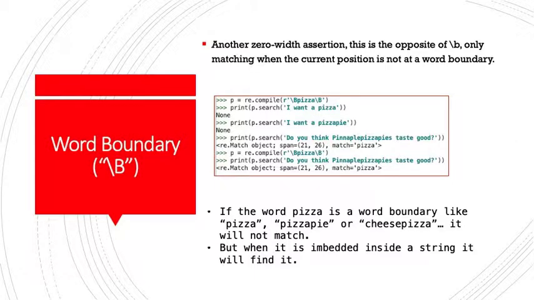So if the word pizza is at a word boundary like in pizza, pizza pie, or cheese pizza, it will not match. But when it's embedded inside a string, it will find it. The match will succeed. And that's what we just saw.